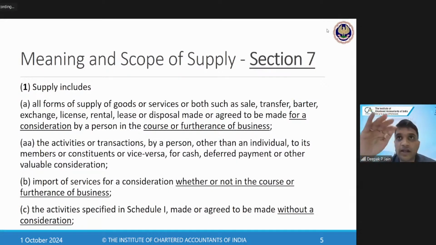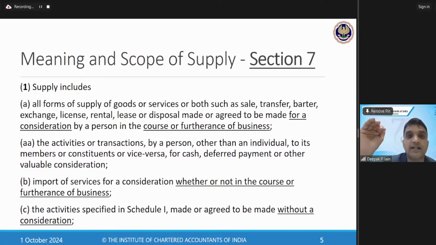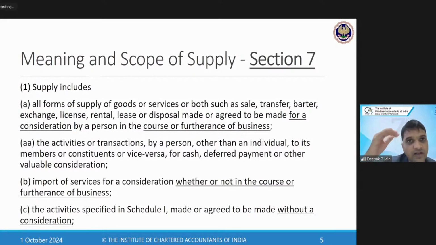7(1)(a) says supply includes all forms of supply. Then it provides a list of terms, and the important things required to qualify as a supply are that it should be for a consideration and it should be in the course or furtherance of business. So two limbs are compulsory. To satisfy supply under 7(1)(a), it should be for a consideration and it should be in the course or furtherance of business. Even if one of these two important ingredients is missing, then it will not be a supply.